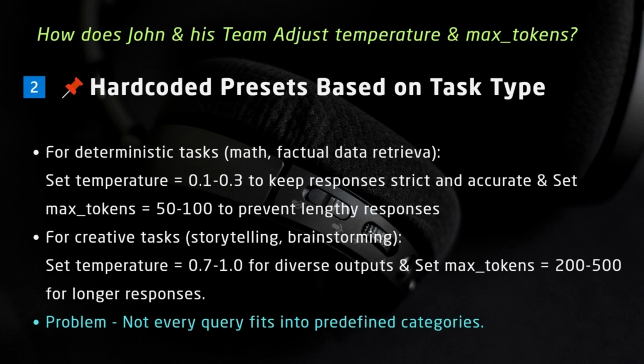Next, John and his team think, what if we set predefined temperature values? Sounds smart, right? Math problem? Keep it strict. Temperature 0.1, max_tokens 50. Creative writing? Let's spice it up. Temperature 0.9, max_tokens 500. But wait, not every query fits into a neat little box. Yeah, John's presets don't work here as well.